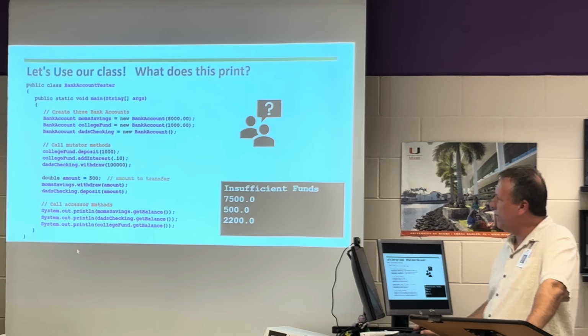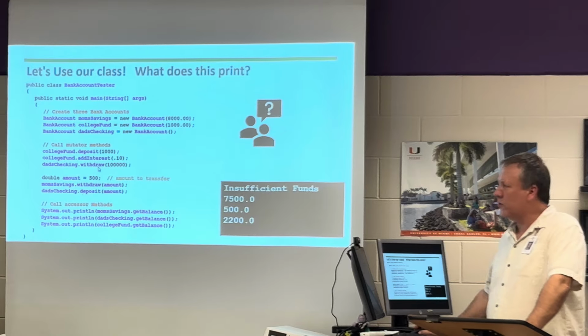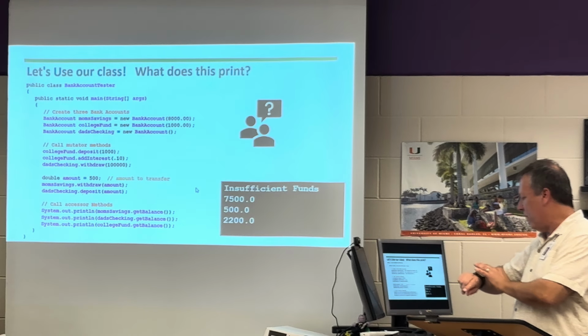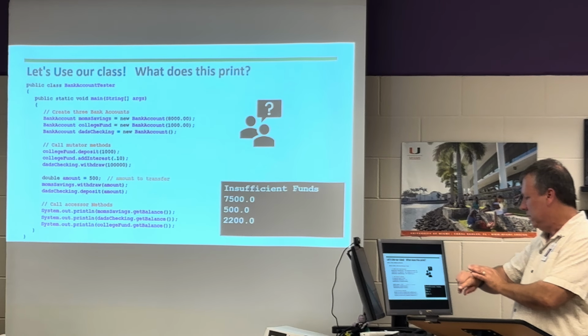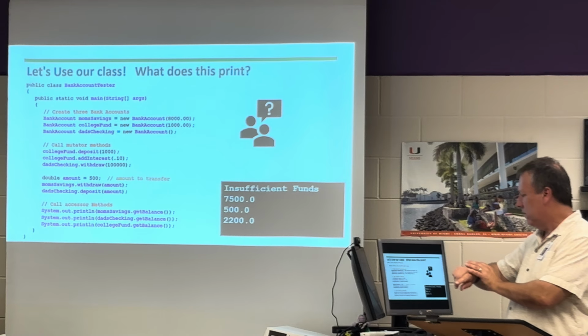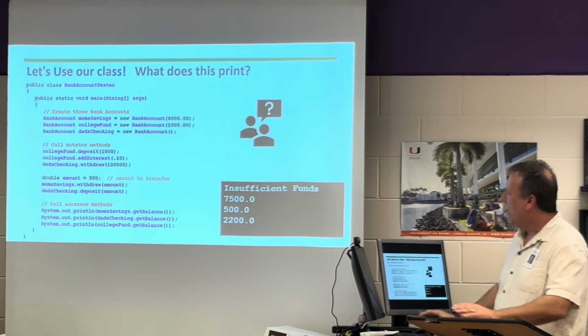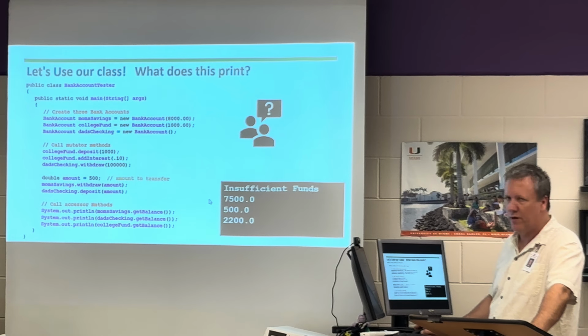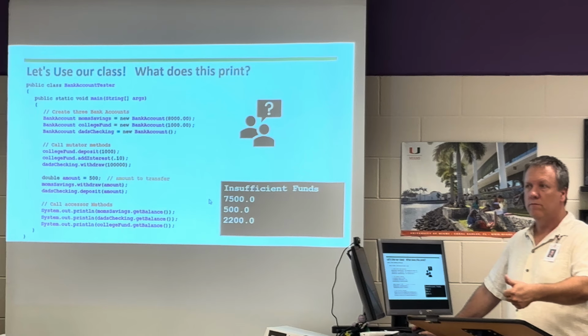So it prints out insufficient funds because the code is trying to withdraw $100,000. But then after that we're going to deposit and add interest as we did. We're going to transfer a certain amount into dad's checking, and then we print out the 3 balances, which we did right here. Questions on that?